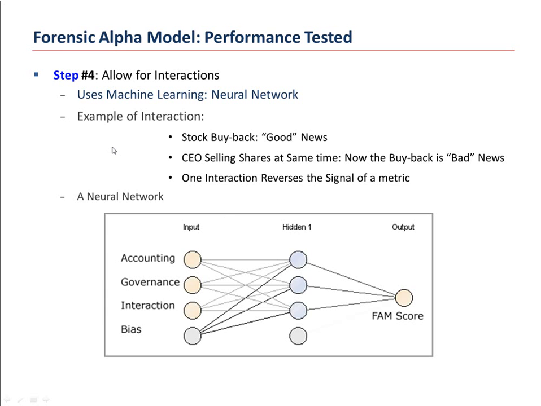The final step we did in the forensic alpha model in order to improve it from the AGR model, or in other words, in order to improve it from a model which predicts fraud and then implicitly predicts stock returns, is to allow for interactions. And one simple example is probably good enough.